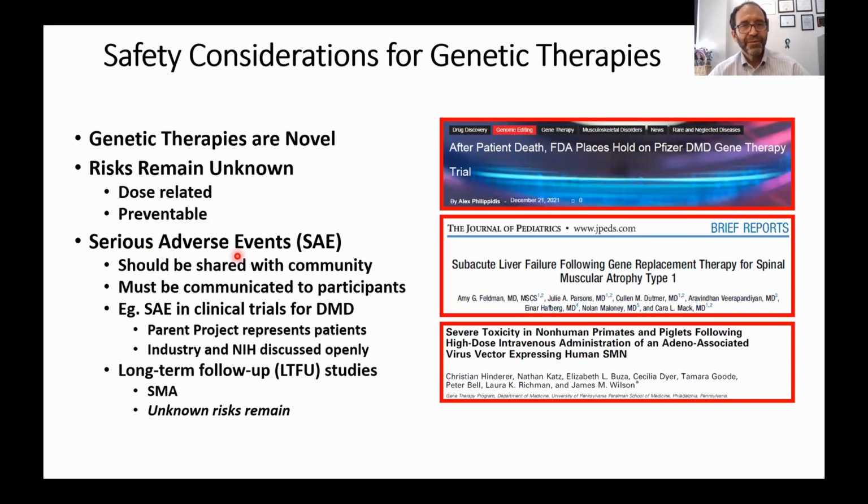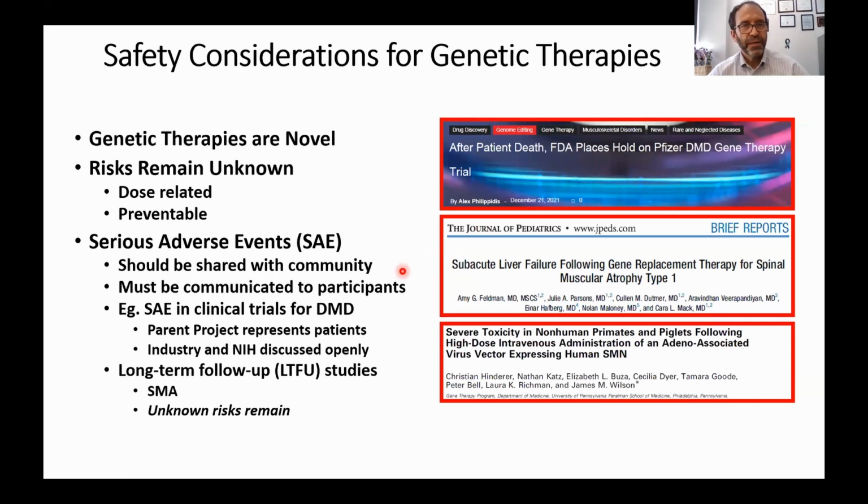So some of the serious adverse events, or SAEs, have actually been even life-threatening or fatal. There have been a couple of patient deaths. One was in a clinical trial for Duchenne muscular dystrophy. The second was following the FDA approval of a gene therapy for SMA. More on that with the next slide.